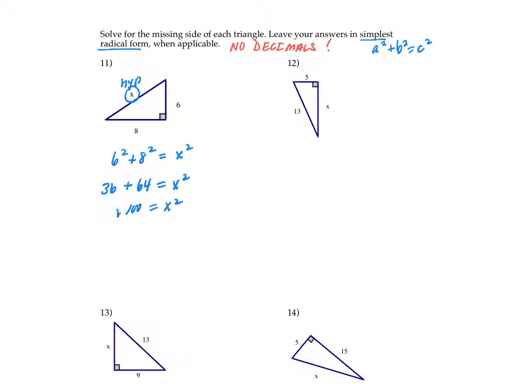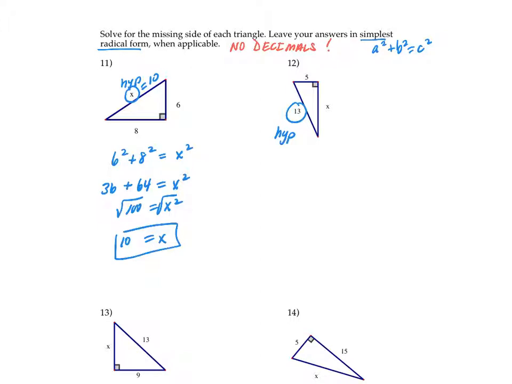So we want to take the square root of both sides to solve for x. The square root of 100 is just 10, so this one works out really nicely. Our hypotenuse is just 10. So that was nice. No decimal, no simplifying radicals either. All right, and number 12, 13 is our hypotenuse. So I'm going to label it as such.